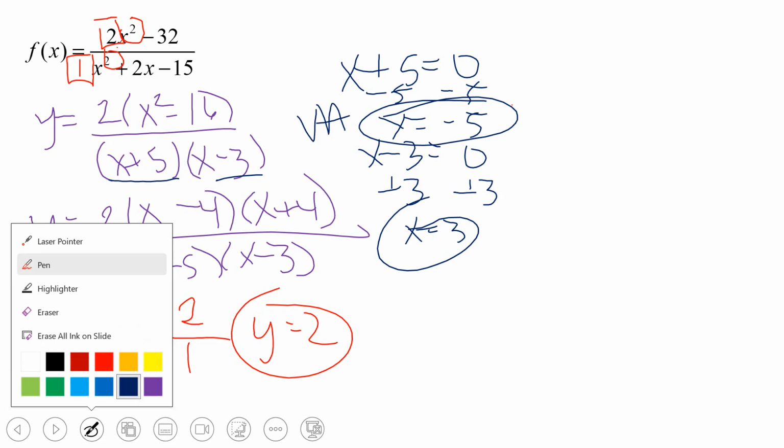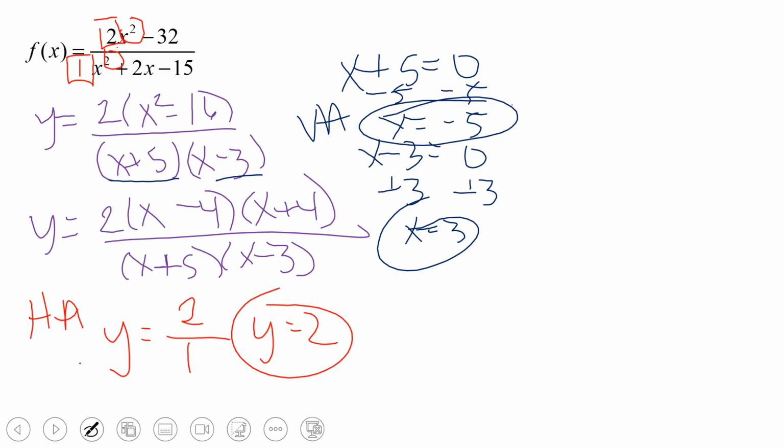How do we determine the x-intercept? So for the x-intercepts, we take the numerator and we set it equal to 0. I can either use this form or this form.